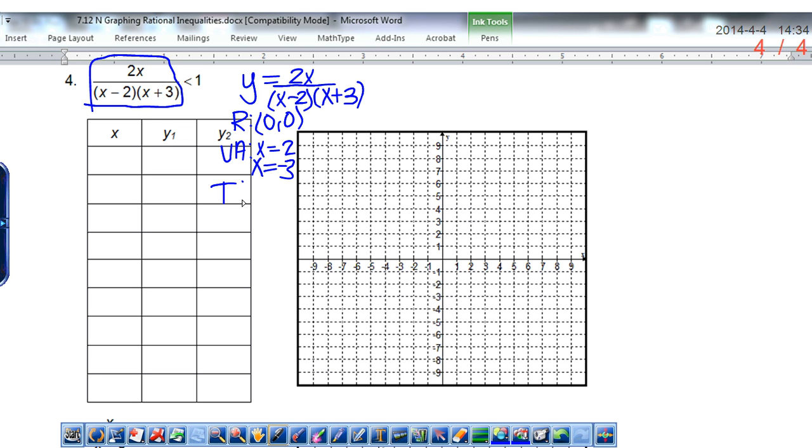T for tangent or together. Do we have any tangent roots or together asymptotes? Nope. End behavior, which means our horizontal asymptotes. What's our degree on top? 1. What's our degree on bottom? 2. So low over high, 0 equals y. And where's our y-intercept have to be? 0, 0. Let's go ahead and graph.